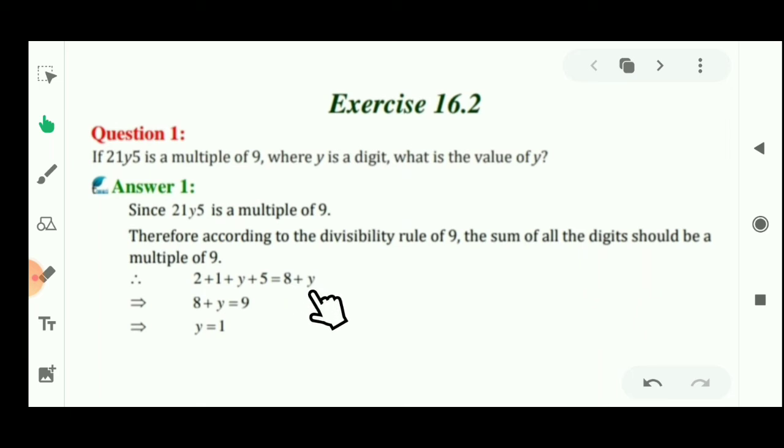Similarly, if we put 2 here, that means 8 plus 2, which is 10. So 10 is not a multiple of 9. Similarly, if we put 3 here, that means 8 plus 3, which is 11. As we know, 11 is not a multiple of 9. So the value of y will be 1.